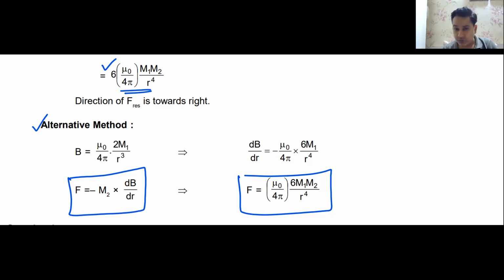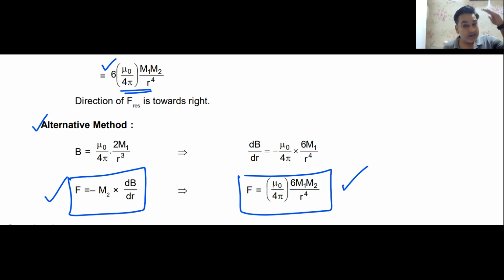Yes, sir. What is that? I into A, where I is the current and A is the area vector. That is the dipole moment of a current carrying loop. Yes or no? Yes, sir. This formula is also valid for the force of interaction between two electric dipoles.